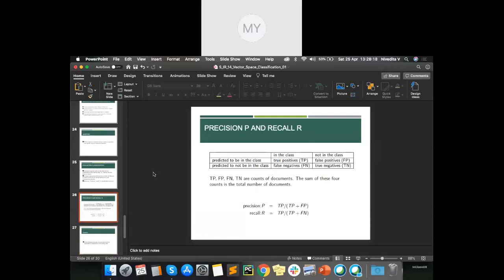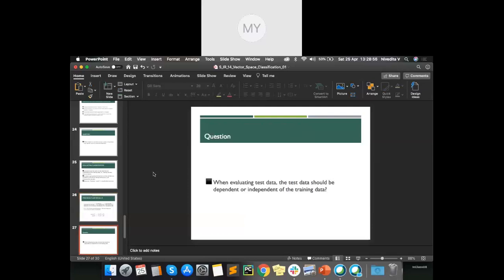We have other measures such as true positive, false positive, true negative, and false negative. We get the precision by dividing the true positive by the sum of true positive and false positive. These are the techniques that we use to measure evaluation. My question is, when evaluating test data, should the test data be independent or dependent on the training data? And the answer is it has to be independent of the training data. That's it.